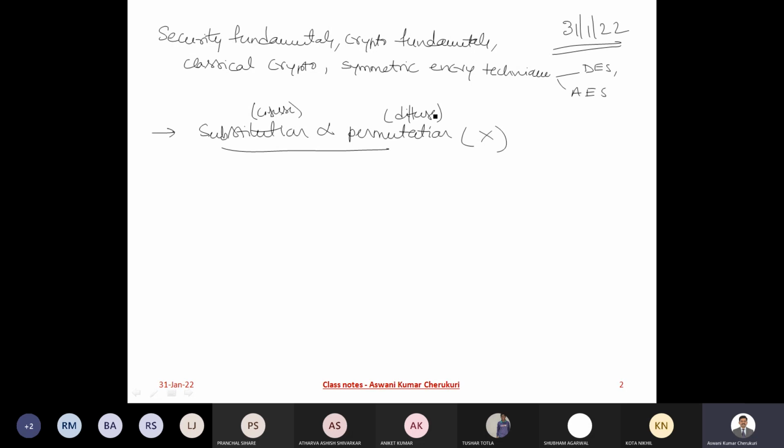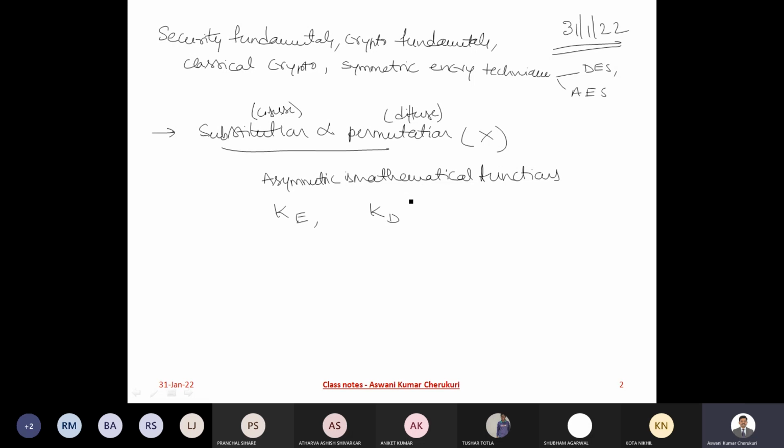Asymmetric crypto systems don't depend upon such activities. They are based purely on mathematical functions rather than substitution and permutation operations. So why do you call it asymmetric? The reason is that you have one key for encryption and another key for decryption, and hence it is called asymmetric. Two different keys.